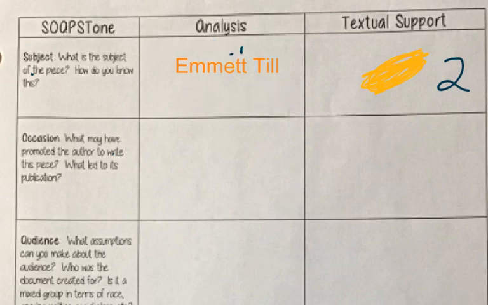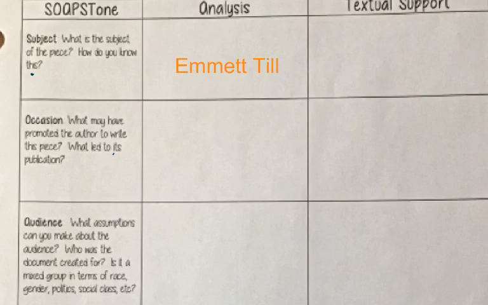Next is occasion, and you needed the, let's see here, pink, right? The pink highlighter. And I didn't have pink, so I was using red. All right. Occasion is what may have prompted the author to write this piece. What led to its publication? Why was this article written?